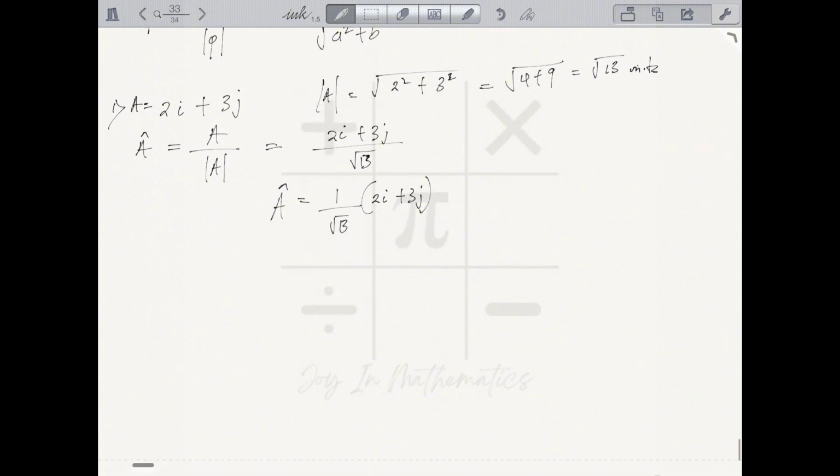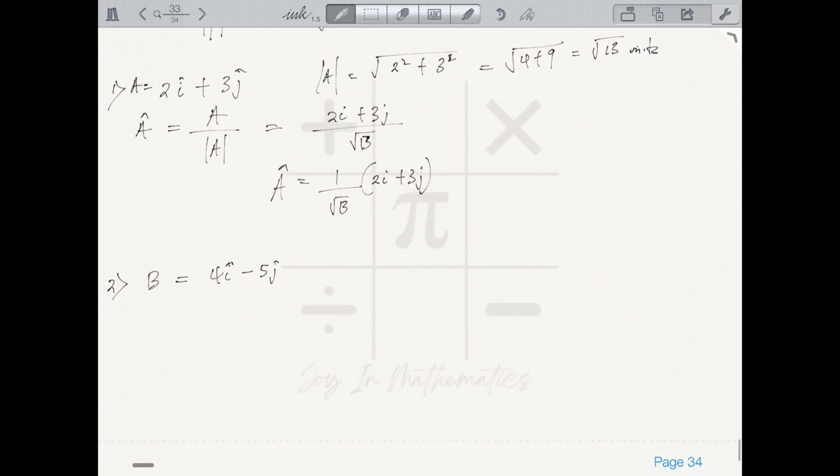Let's take another example. Question 2. We are asked to evaluate the unit vector of vector B. Let's say the vector B is given as 4i minus 5j. Now you can pause the video again and solve this question. And let's continue.